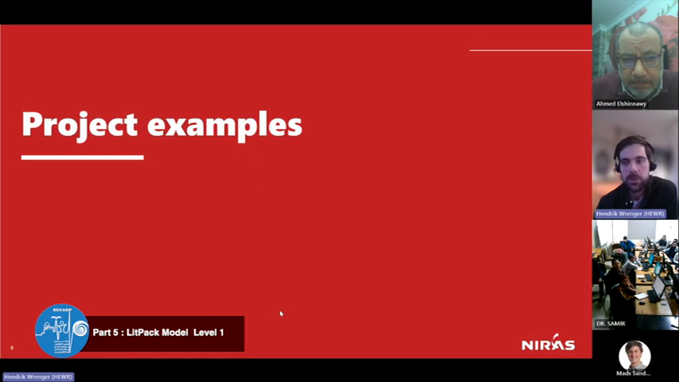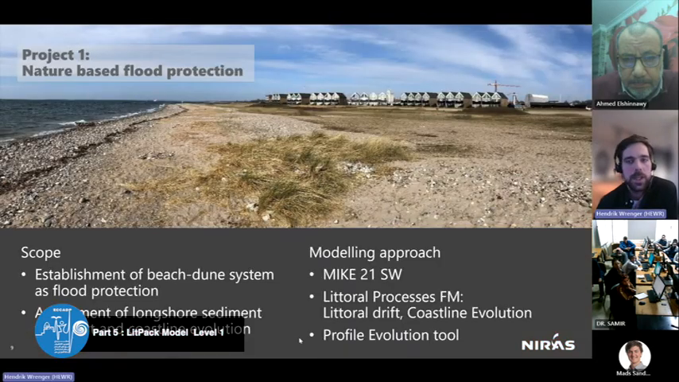I came with three projects from Denmark. I didn't spend time pinpointing where they are exactly, and you also will not find detailed results, of course, but just an overall high-level picture of what the scope was and how it was approached.